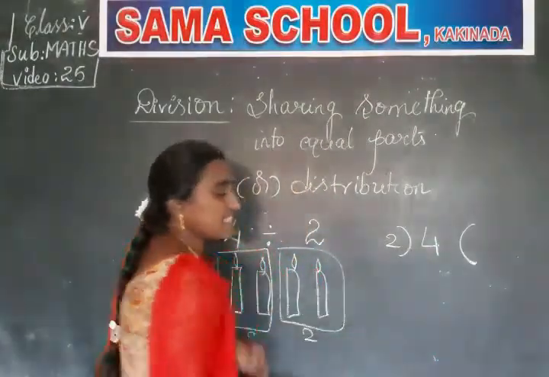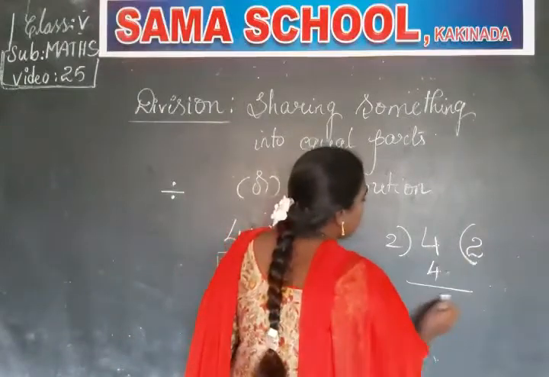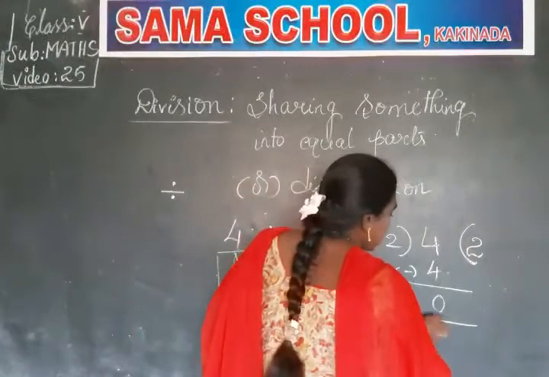We can show this in the way of division. In the 2 table, 4 is there. How many times? 2 times. So 2 2s are 4. Here we have to do the subtraction. 4 minus 4 is 0.